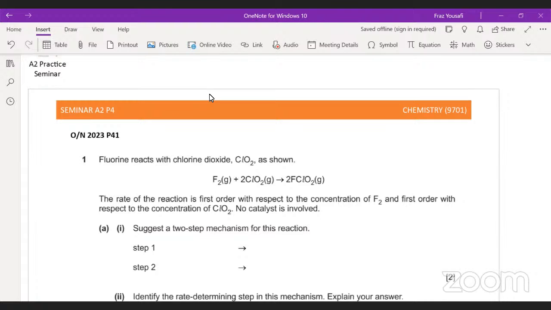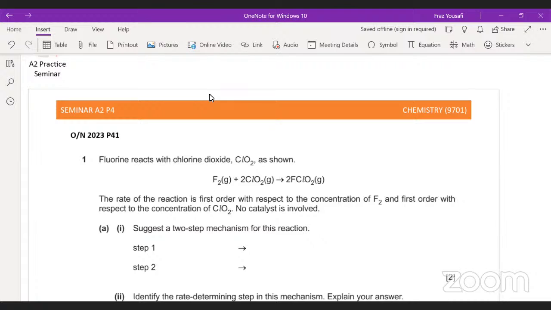That's the first thing that needs to be said before we do anything else in regards to what we're seeing here. Because it's often one of the biggest mistakes that students make, that they automatically assume that these coefficients pertain to orders of reactions, and they absolutely do not. Now it says that the rate of the reaction is first order with respect to the concentration of fluorine, and first order with respect to the concentration of ClO2.